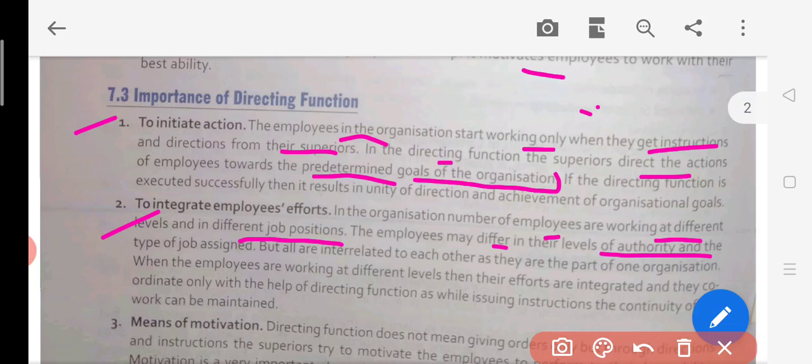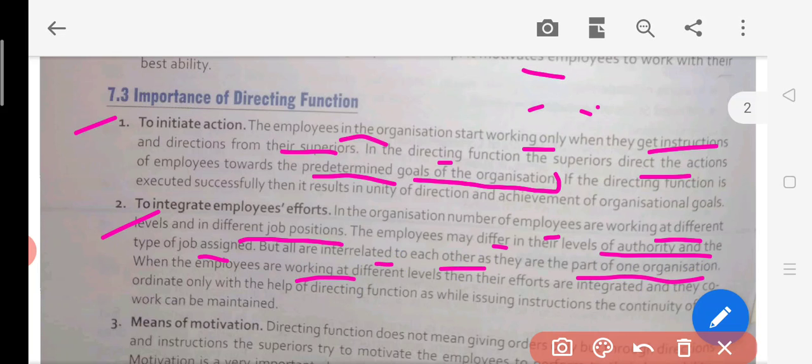That is the importance here of direction, that you will have to create that understanding between these attitudes of the different types of levels of people. So that's why it is integrated, like everybody is putting their effort inside the company. Okay, so you'll have to match their attitude with each other, and this is how we can integrate these different types of employees' efforts in one direction. Okay, so these different types of jobs are assigned, but they are all interrelated to each other, as they are part of one organization.